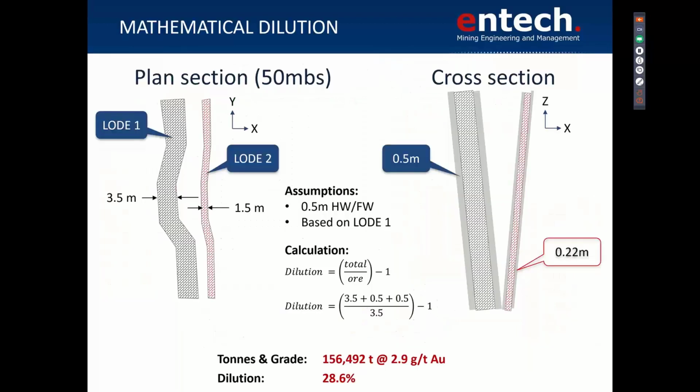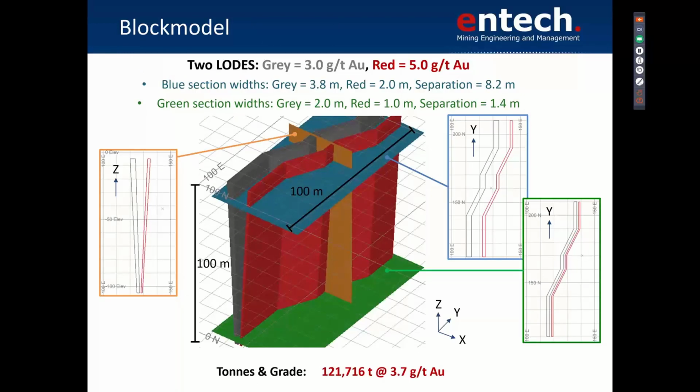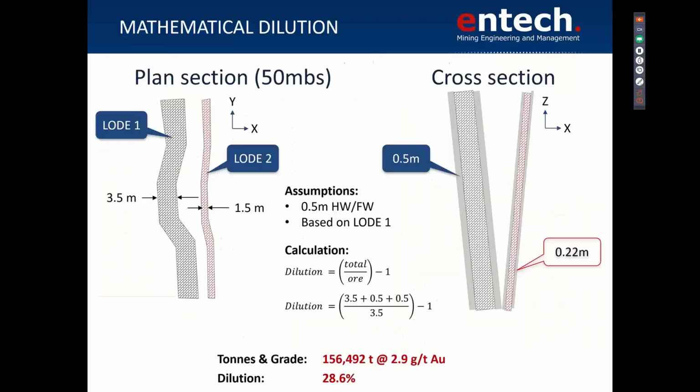So also, I just want to point out our baseline for this. If we just evaluated those veins, there's this many tonnes at that many grams per tonne. So if we're doing a mathematical dilution, it's really about taking that width, applying some extra width to it, and doing some calculations.